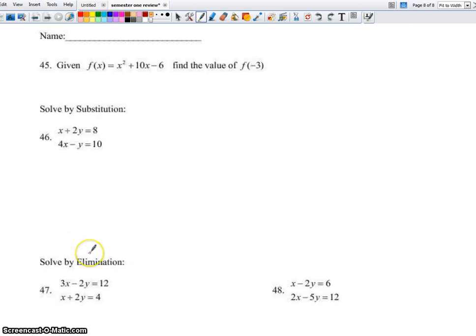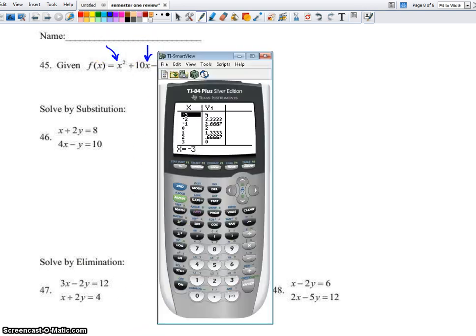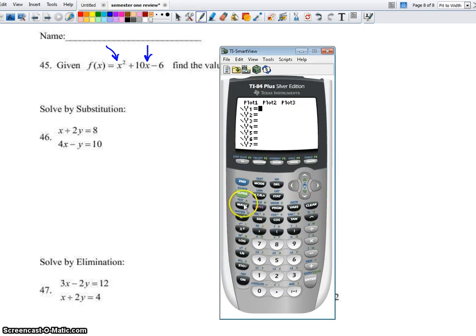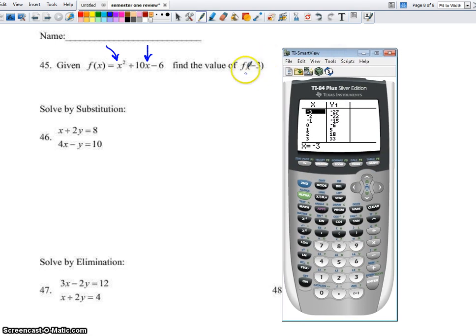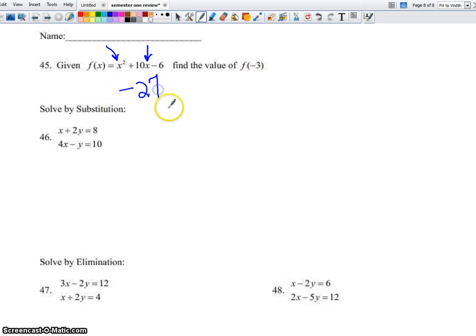number 45. If you're given f of x is equal to x squared plus 10x minus 6, find the value of -3. You're simply putting -3 in for x, or you can go to y equal, put the equation they gave you in, so this would be x squared plus 10x minus 6. Go to your table and go to where x is -3. If x is -3, y is -27. That's your answer.